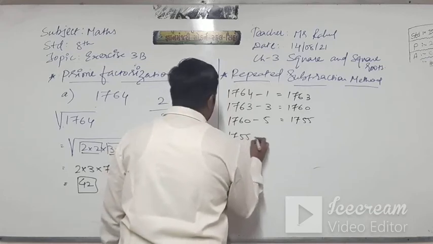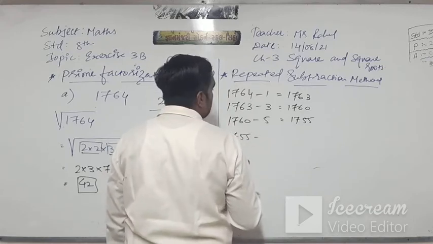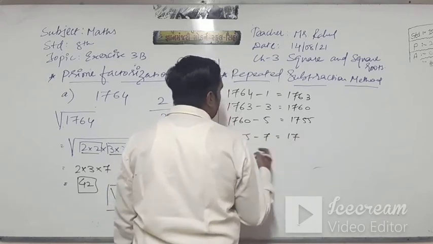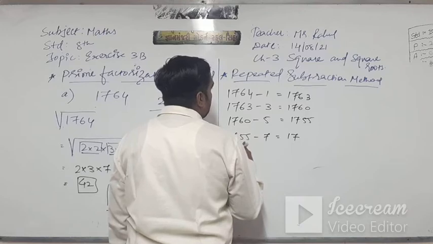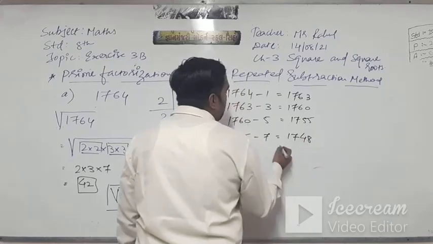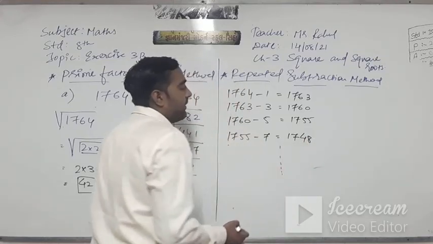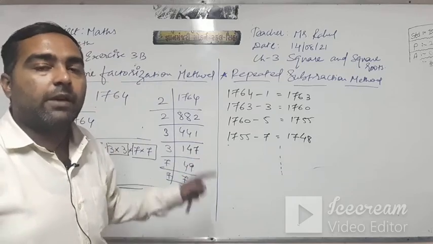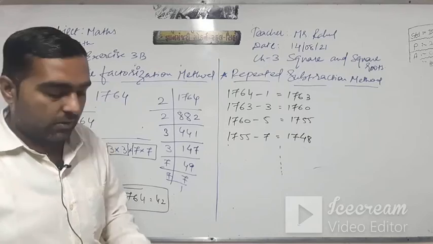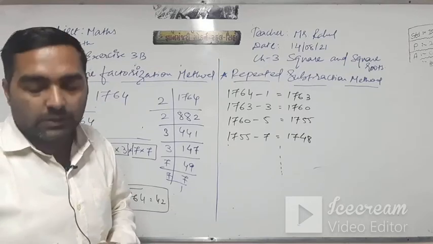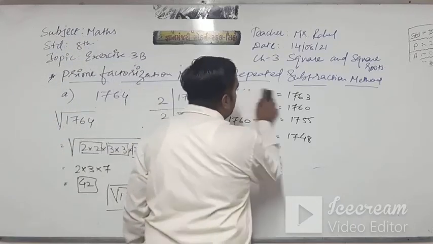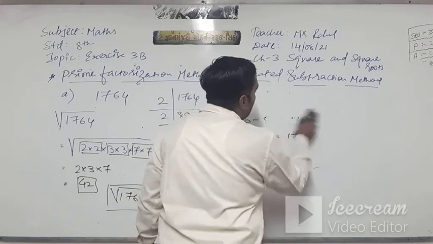Now 1755 minus 7 is 1748. In this method we continue until the number becomes equal to 0. When the number becomes 0, we count how many numbers we subtracted. This is too big a number, so I'll explain it with a smaller number.